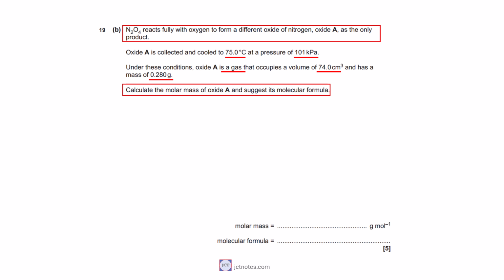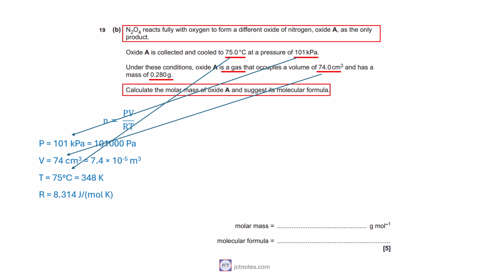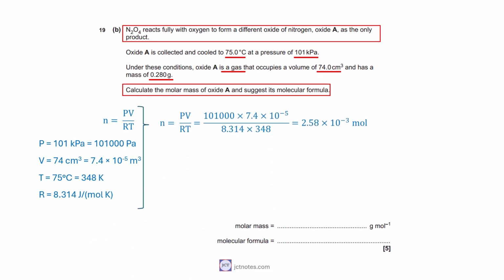To determine the number of moles of the oxide A, we use the ideal gas equation. Remember to use the right units for each variable. I get that we have 2.58 by 10 to the power of -3 moles. Dividing the mass of the oxide by this number of moles, I get a molar mass of 108 grams per mole. Now, it is a question of playing around with the atomic masses of nitrogen and oxygen to find the combination that gives a molar mass of 108. This is N2O5. Any other combination of nitrogen and oxygen will not get closer.